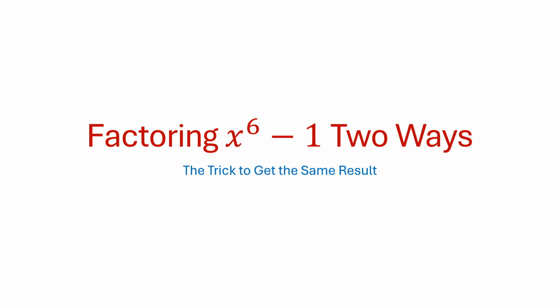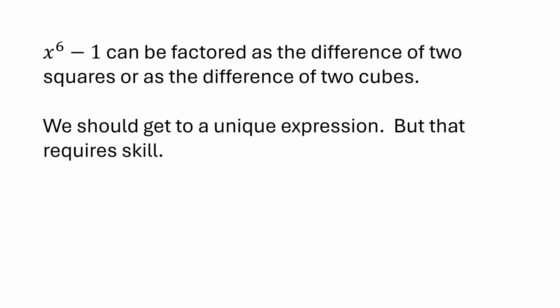Factoring x to the 6 minus 1 two ways. We should get the same result. There is a trick that we will have to use. X to the 6 minus 1 can be factored as the difference of two squares or as the difference of two cubes. We should get a unique expression, but that will require a little skill.